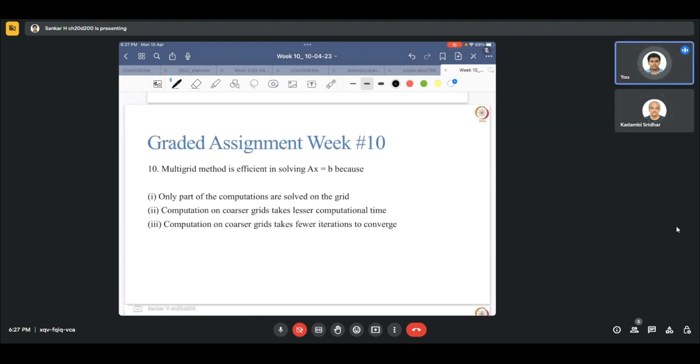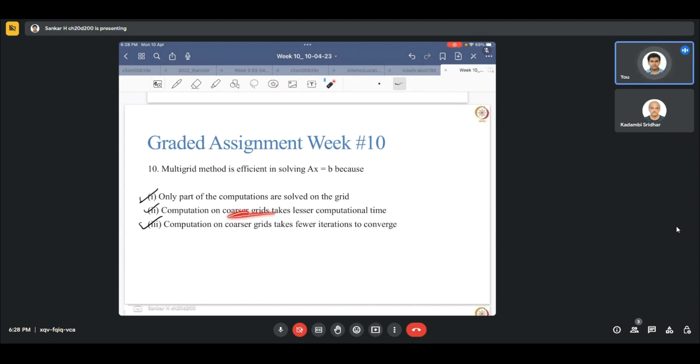Alright, moving on to question number 10. The multigrid method is efficient in solving Ax equal to b because, first point, only part of the computations are solved on the grid. Second one, computations on a coarser grid take lesser computation time. And third one, computation on a coarser grid takes fewer iterations to converge. All three would be correct, let's go through these two points first.